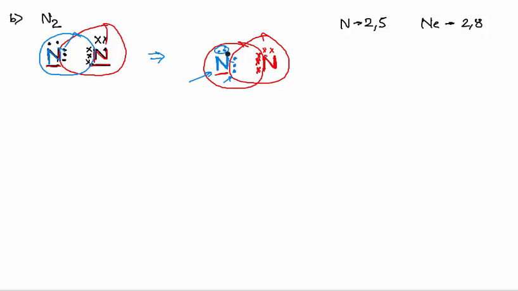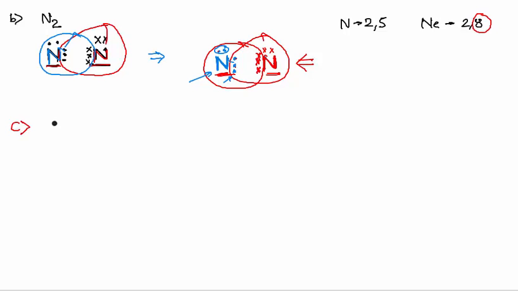So this nitrogen has 1, 2, 3, 4, 5, 6, 7, and 8 electrons in its outermost shell. So it achieved the nearest noble gas configuration. Again, the same is the case for the other nitrogen. So this is the Lewis symbol of N2.